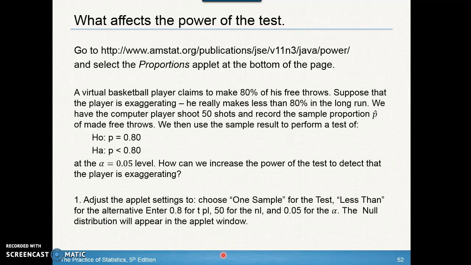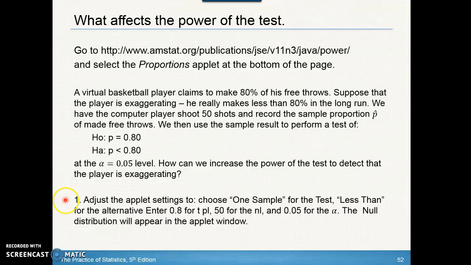Okay, so what I'd like you to do is just take a look at this applet, and I just want you to see what affects the power of a test, because there's different things that affect the power of the test. You want to have a test, obviously, that's powerful, that is able to reject the null when we need to. This is going back to our basketball player problem, from a couple of previous slides ago. The question is asking you, how can we increase the power of the test to detect that the player is actually exaggerating? If he doesn't actually shoot 80% of the time, how much evidence do we need to prove that?